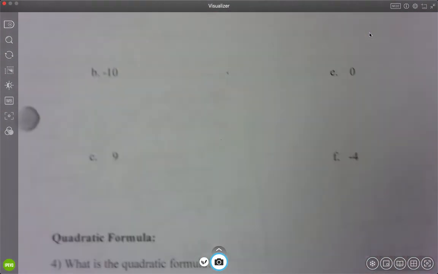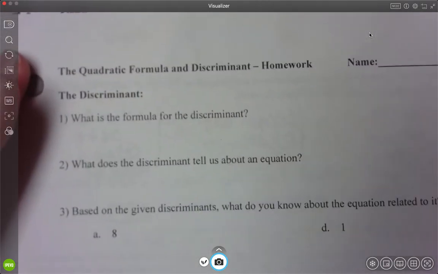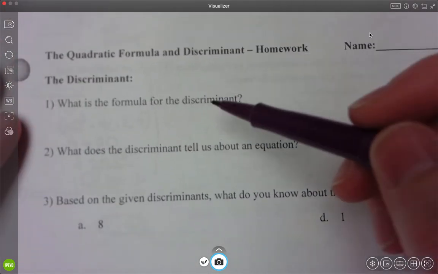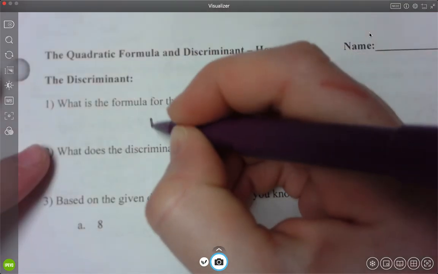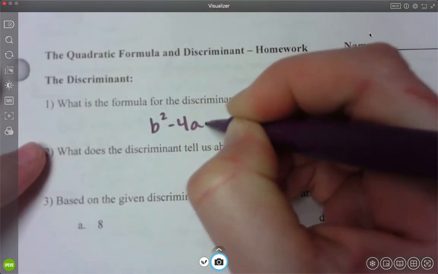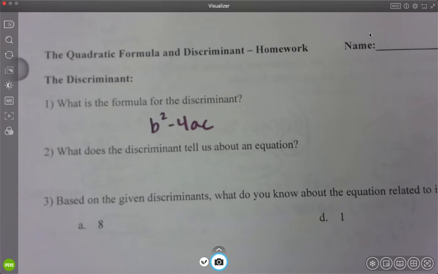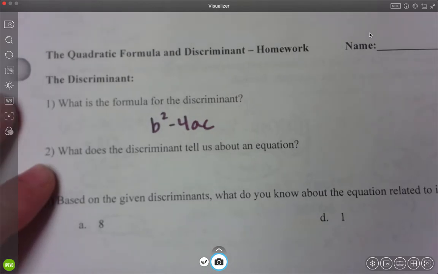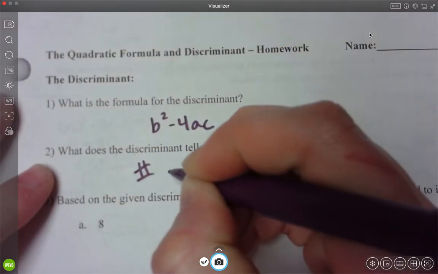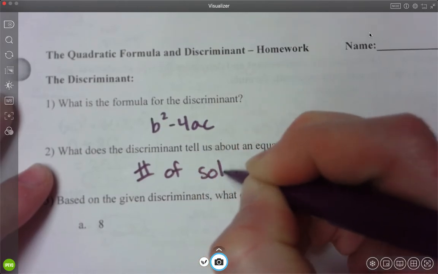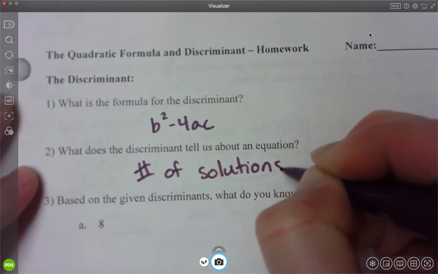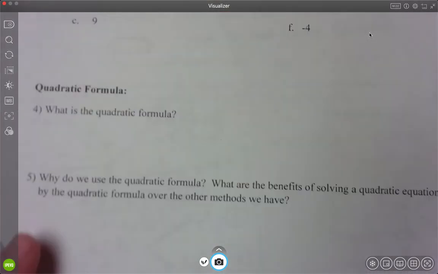Let's go to this sheet and let's talk about here. What's the formula for the discriminant? That's b squared minus 4ac. That's just the stuff that's underneath. What does the discriminant tell us about the equation? The number of solutions. Okay. And then let's talk about why we use the quadratic formula, number 5.